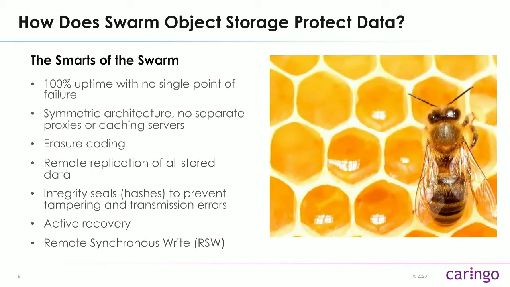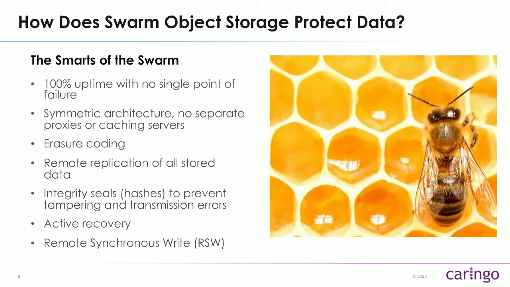We also have a feature called integrity seals. They're essentially hashes, and we use these hashes in two ways. One of them is basically to make sure that the information is not tampered with, and this is a feature that our federal customers, government customers value a lot. And also, integrity seals help us to prevent transmission errors when we are accessing data or when we are pushing data to a cluster.